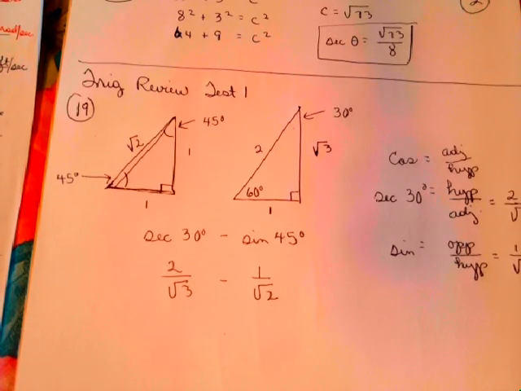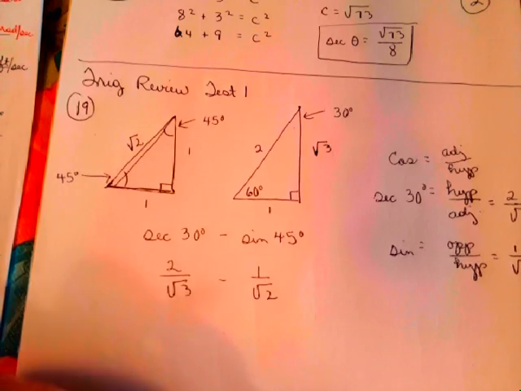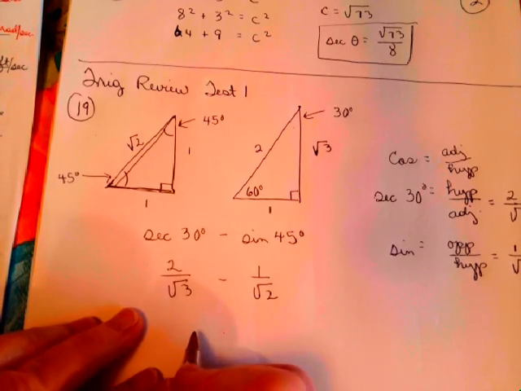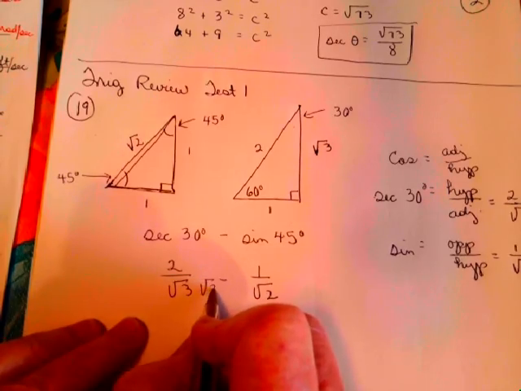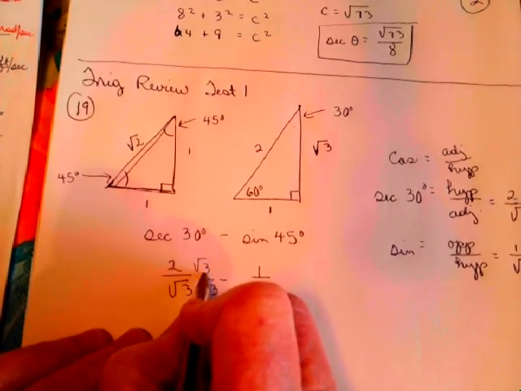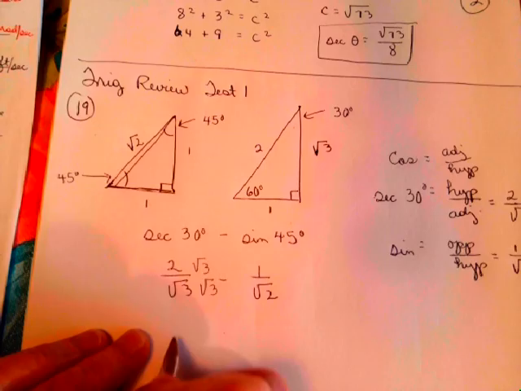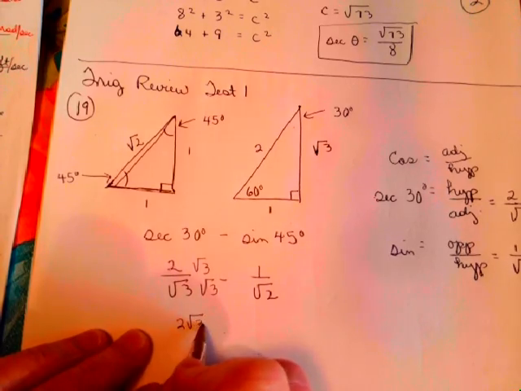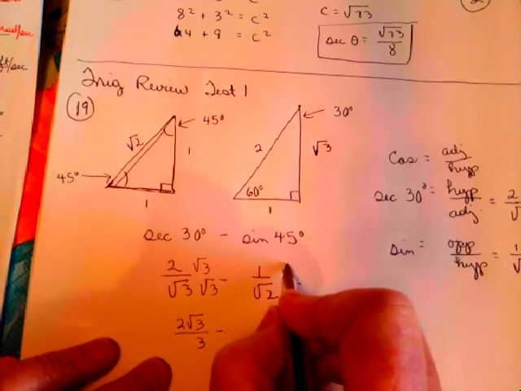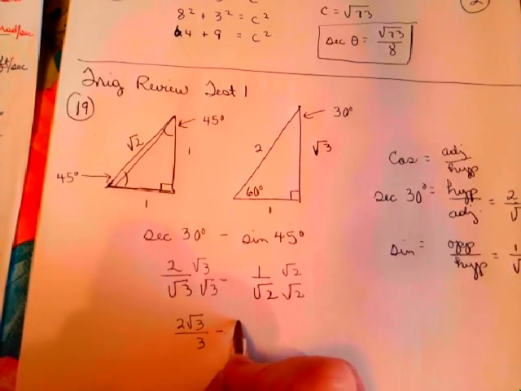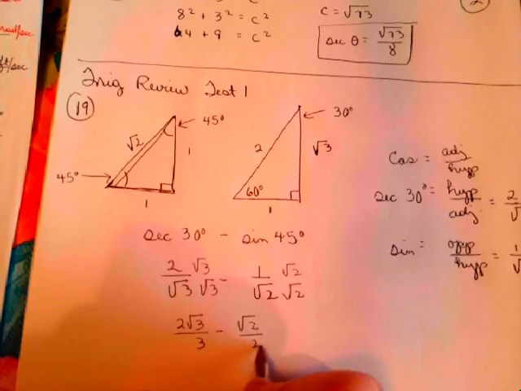They want an exact value answer. They want these two fractions combined. Step 1 is to rationalize your denominators. You have the square root of 3, the square root of 3. 2 times the square root of 3 over 3 minus, we multiply by the square root of 2 and the square root of 2, we have the square root of 2 over 2.